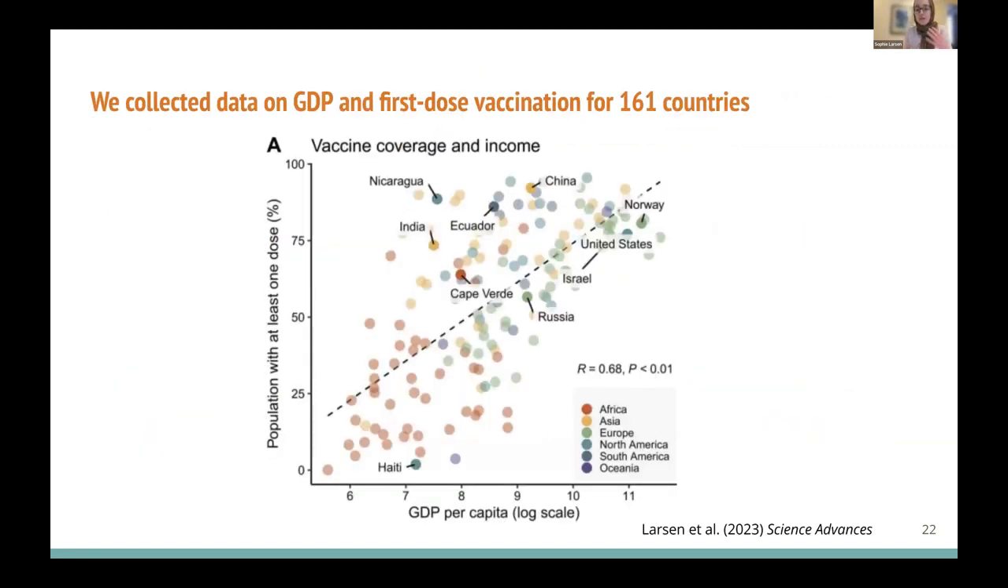So to try to answer the question of how vaccines were distributed, we first collected data on GDP and first dose vaccination for 161 countries. And the results look a lot like we might expect. If you look at the GDP per capita on the x-axis, and then the percentage with at least one dose of the vaccine on the y-axis, what we see is that it's pretty much a straight line by a country's GDP and then their vaccine coverage. And what we also noticed is that in the bottom left quadrant of this graph is most of the African continent. And so unfortunately, we saw that, yes, at the country level, vaccine distribution has been very unequal.